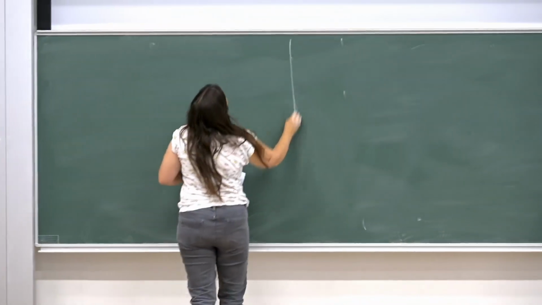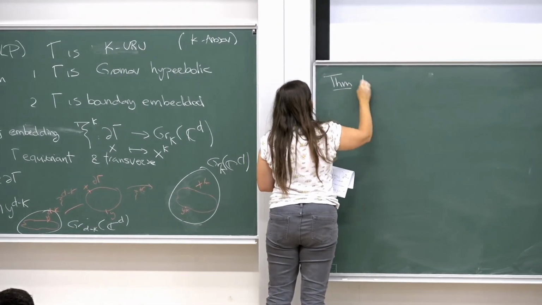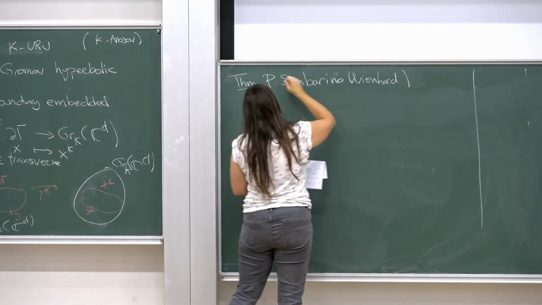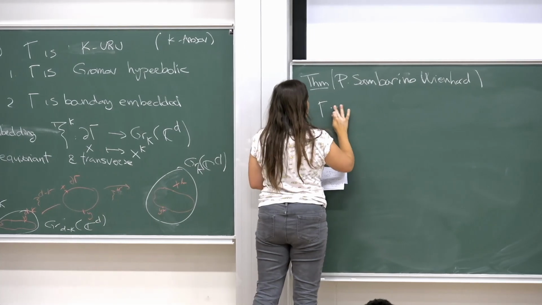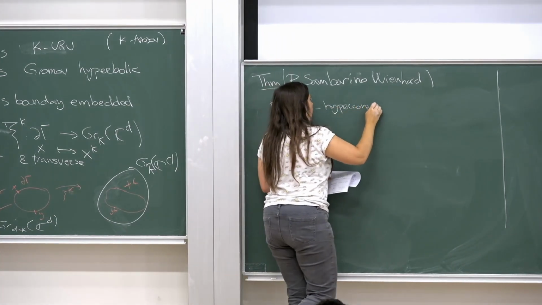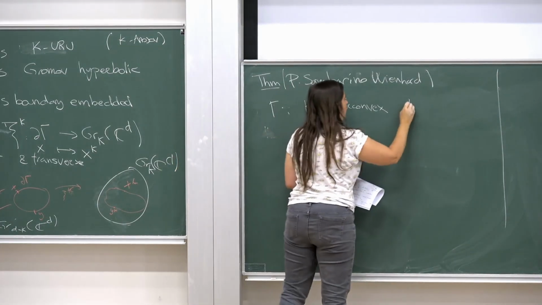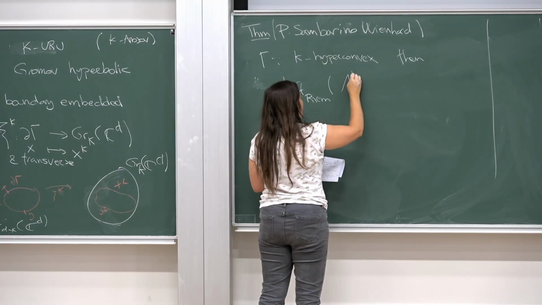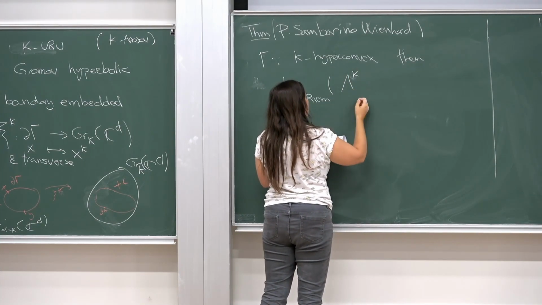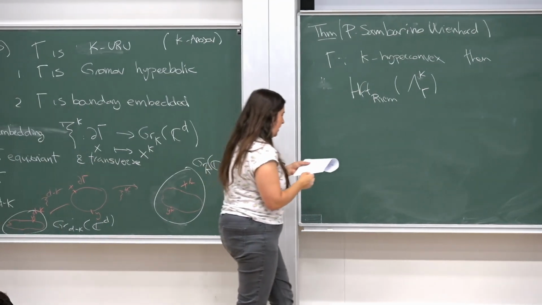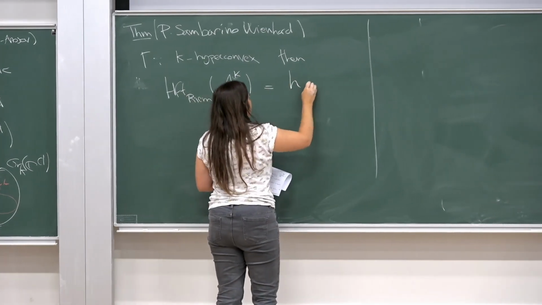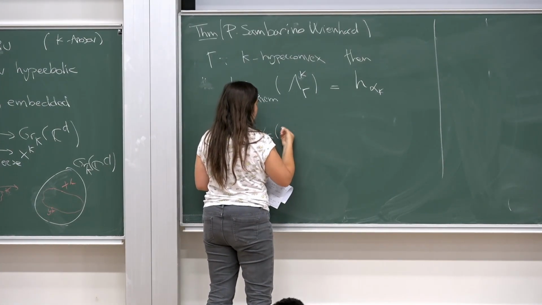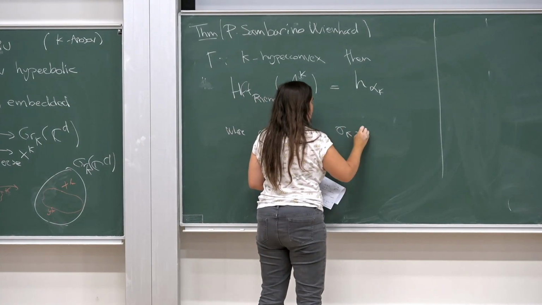So the theorem that I prove with Andreas Wienhard is that if gamma is k-hyperconvex, then the Riemannian Hausdorff dimension of lambda_k(gamma), this limit set in the k-Grassmannian, is the growth rate h_{alpha_k}, where alpha_k of gamma o is sigma_k minus sigma_{k+1}.